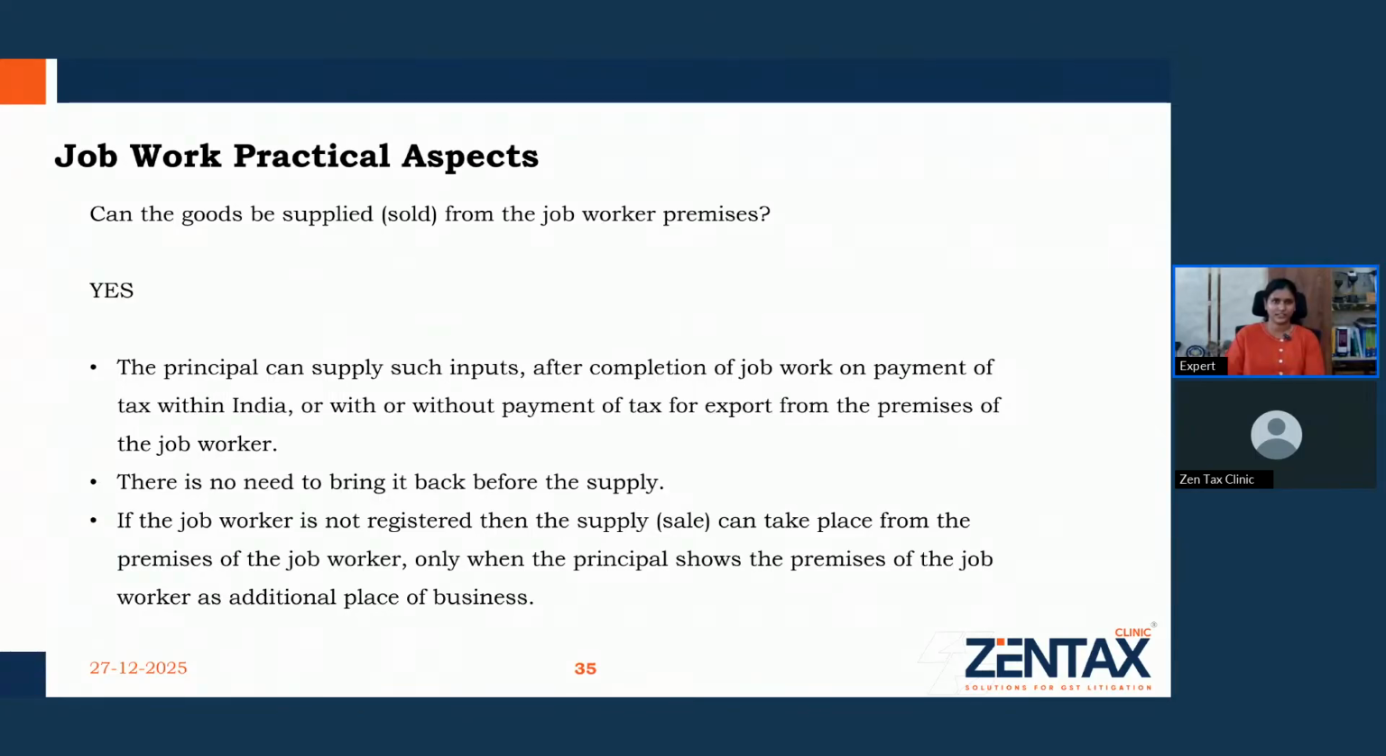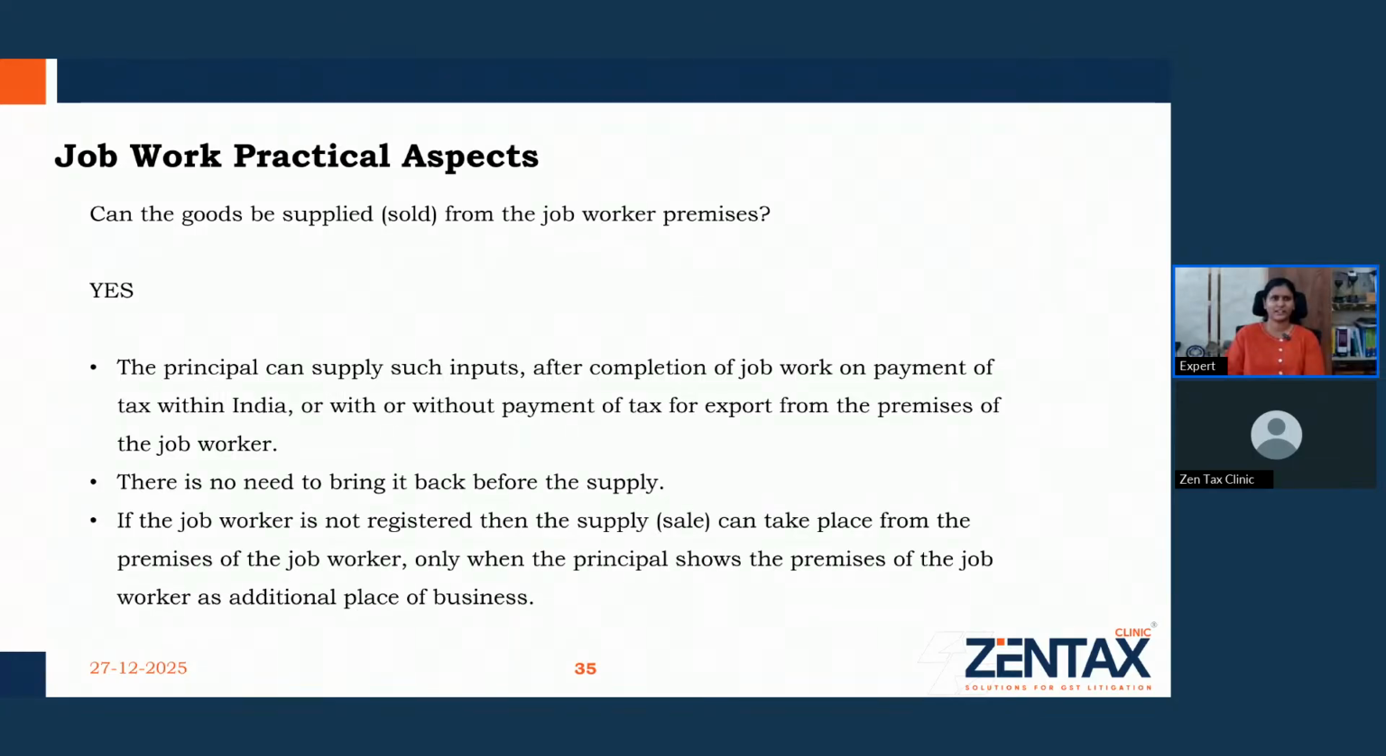That is, the principal manufacturer can sell the goods directly from the place of business of the job worker instead of getting back the goods before supply. In case the job worker is not registered, then the supply can take place from the premises of the job worker only when the principal shows the premises of the job worker as an additional place of business. This is a very important point. Many people miss this.